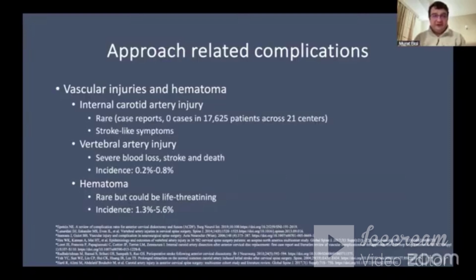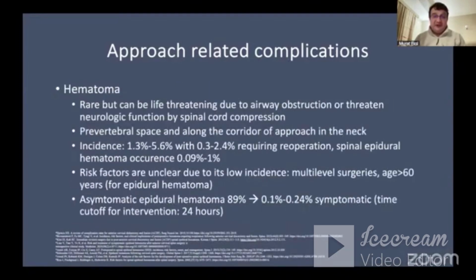These are the vascular injury types: vertebral artery, internal carotid artery. They are very catastrophic. Dr. Dahlan talked about vertebral injury. Hematoma, I will focus more on the hematoma formation. It's very bad, could be life-threatening. Why? Because it can obstruct the airway and threaten neurological function by spinal cord compression.